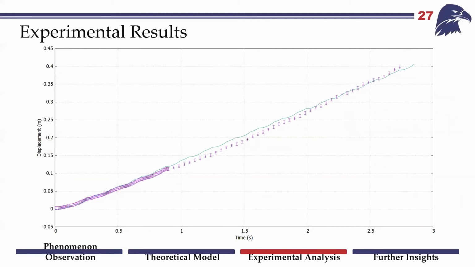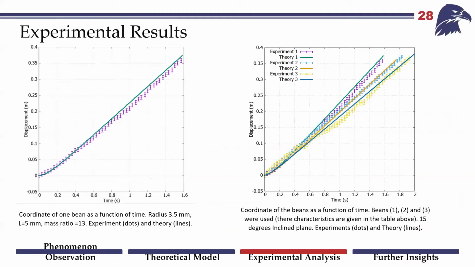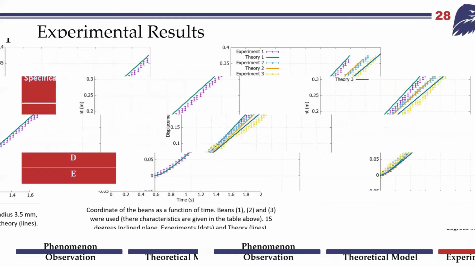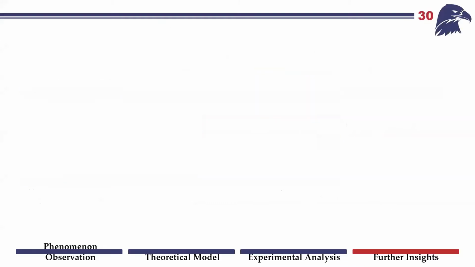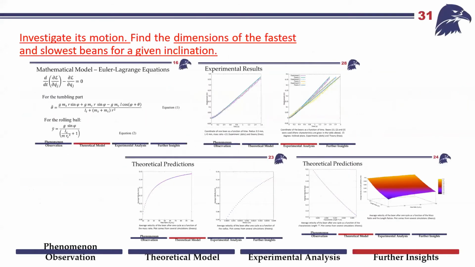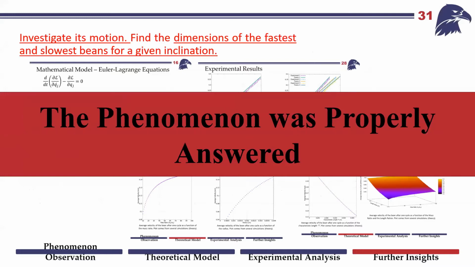Experimental analysis, we have these beams we use. Here are the results of integrating and finding position as a function of time, and these are quite good results for tracking the beam. And here is the predicted fall time, how long it takes to go through a given plane. And finally the insights. We made a prediction about how fast it is going to be, so we can choose the fastest and the slowest beam based on the graphs and based on the restriction we showed in the conditions for the tumbling part. And so the phenomenon was properly answered.